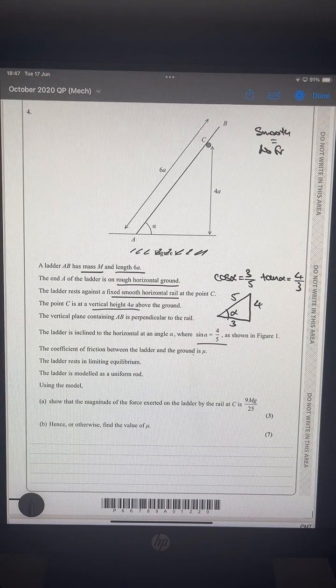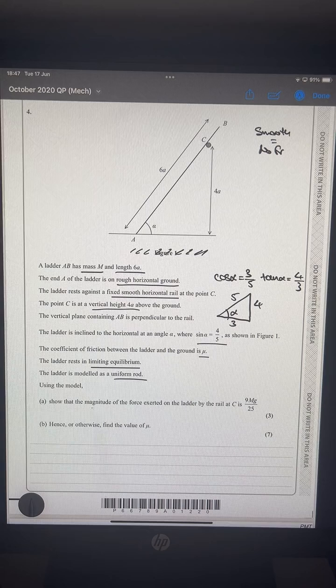The coefficient of friction, oh wow, they're so helpful, it's mu. The ladder rests in limiting equilibrium. Okay, so that's quite helpful. We know that there's going to be a friction max. The ladder is modeled as a uniform rod. All right, cool. So I know it's uniform, so I know where to label my weight.